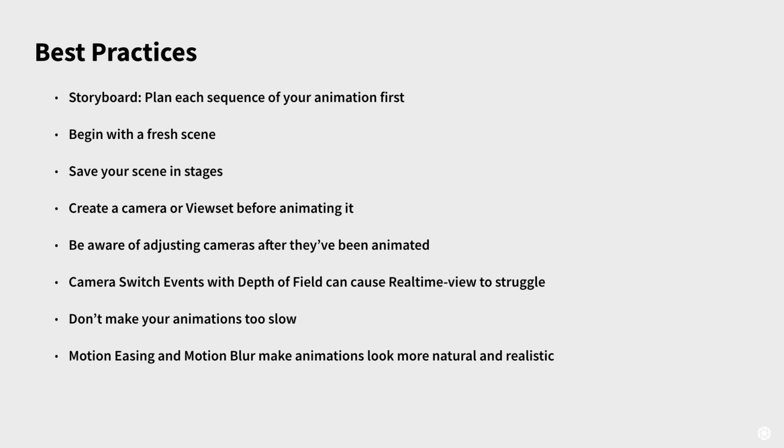Next is being aware of adjusting cameras after they've been animated. Of course, our real-time view is always going to reflect where we are in our animation. So if we're 5 seconds into an animation, our camera's position is likely to be different than where it started. So if I change the position or some of the parameters of our active camera midway through an animation, we might not have the whole scene framed up the way we want in the other frames. And I'll show you what that looks like in our hands-on portion as well.